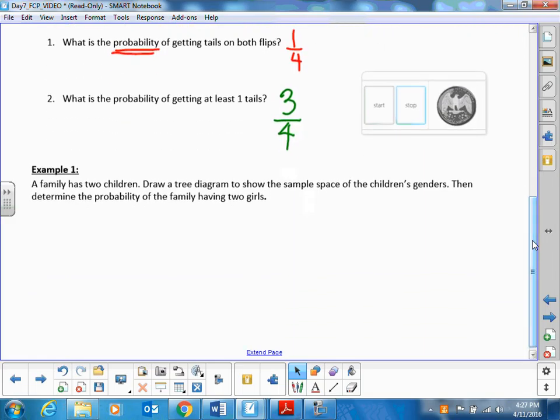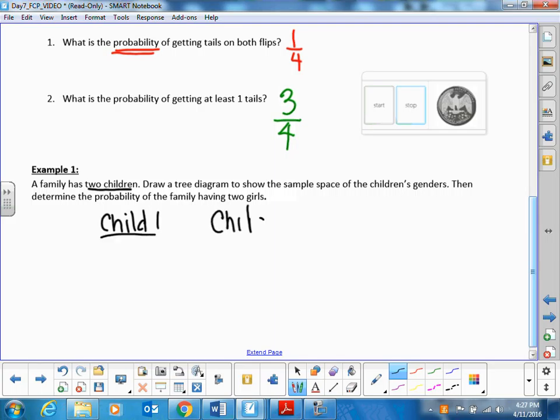Okay, so this example I'm going to let you guys do for your Edmodo quiz. We'll do the tree diagram together, but then I want you to answer the question. I'm just going to go through what it would look like. So this family has 2 children. So we have child number 1, and then you've got child 2. So they want to know what is the probability, or what is the sample space, of the children's genders. So they can either be male or female, or if you want to put boy, girl, that's fine too.